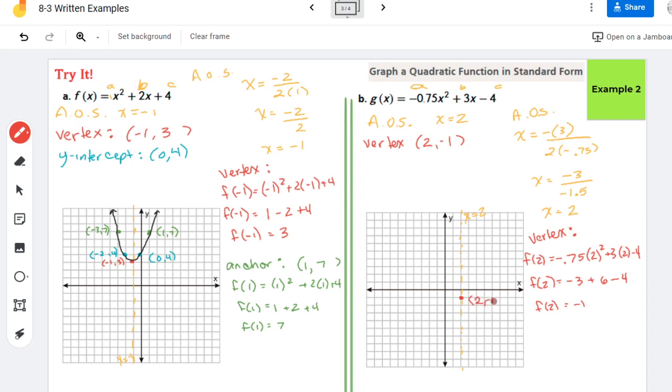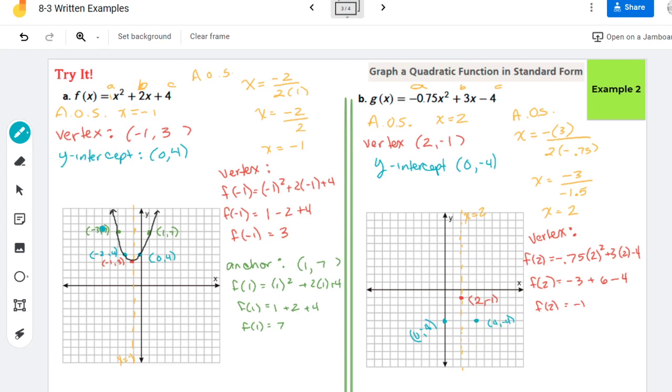Alright, so here we are. I have drawn my vertex in at 2, -1. Now I'm going to use my y-intercept to get another point on here. That y-intercept is my c value at -4. 1, 2, 3, 4. And I can reflect that to get another anchor point, so that's at 4, -4.